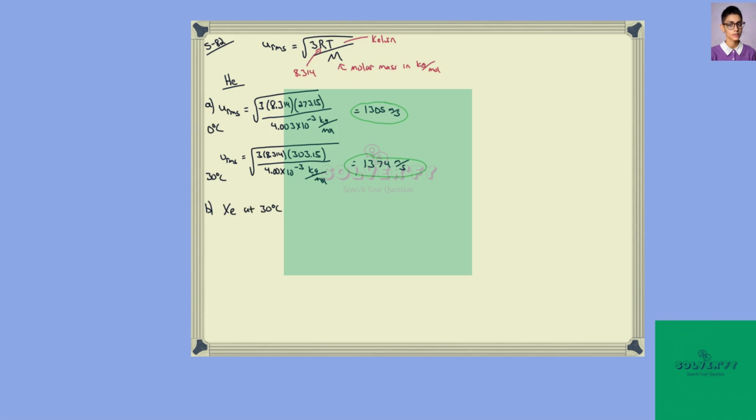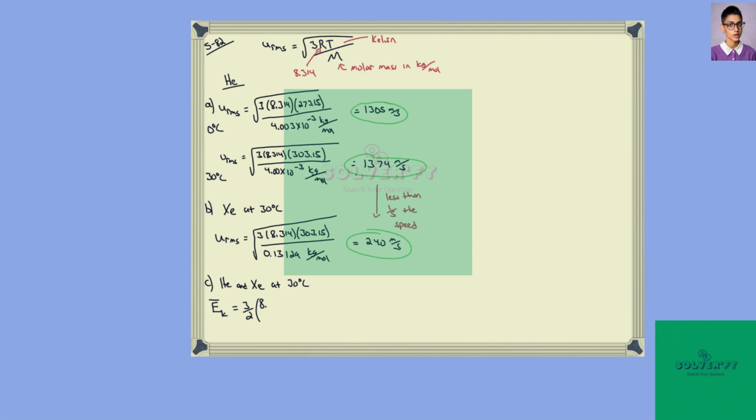So now for xenon, it's a little bit heavier. At 30 degrees Celsius, the setup will be the same as we did before at 303.15 Kelvin. The molar mass of xenon is 131.29 grams per mole, so it'll be 0.13129 kilograms per mole. And we see a much slower root mean squared velocity, 240 meters per second, a little bit less than 1/5 the speed of helium at 30 degrees Celsius.